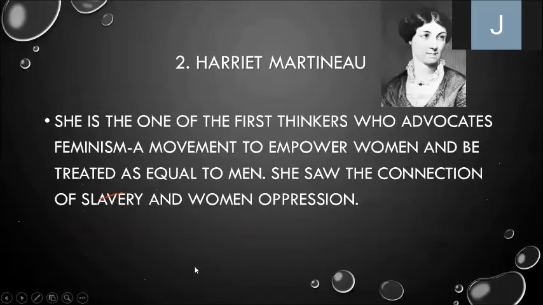Second, we have Harriet Martineau. So for Harriet, she's one of the first thinkers who advocates feminism. It's because, of course, she is a woman. Feminism is a movement to empower women and be treated as equal to men. So the equality between men and women. So she saw this connection of slavery and women oppression, wherein, of course, during the earlier times, this was very rampant, slavery and oppression of women. That is why she proposed or she promoted this kind of movement, which is to empower women and be treated as equal to men.